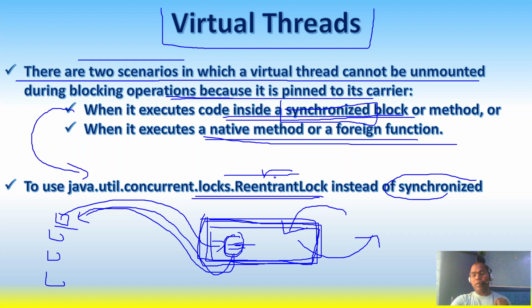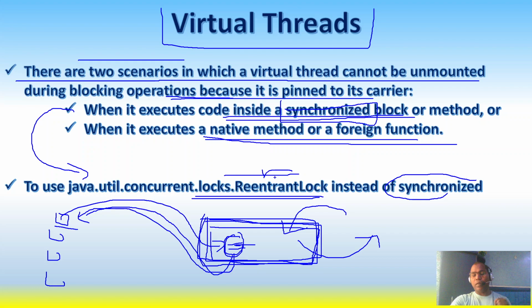That means your OS thread can work for any number of virtual threads. So these are the two minor drawbacks. Please note that while using virtual threads, if your code is in a synchronized block or any native call, in those cases the virtual thread does not work as a virtual thread, it just works as a platform thread. So you should surely do code refactoring for synchronized blocks, and you can use the reentrant lock.